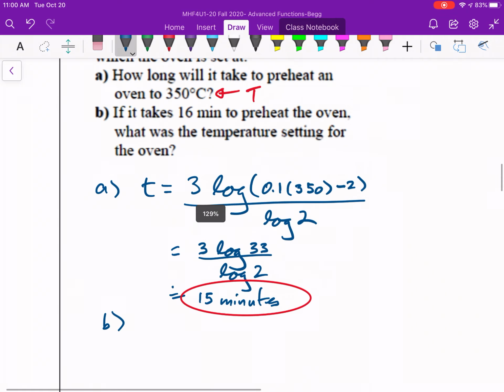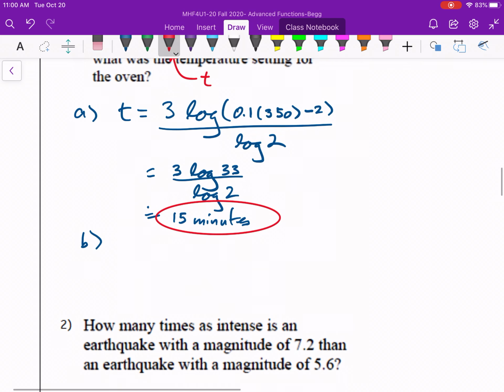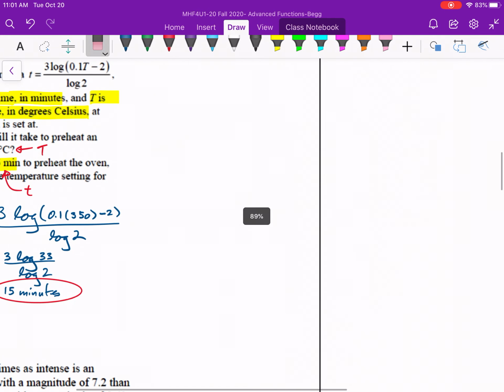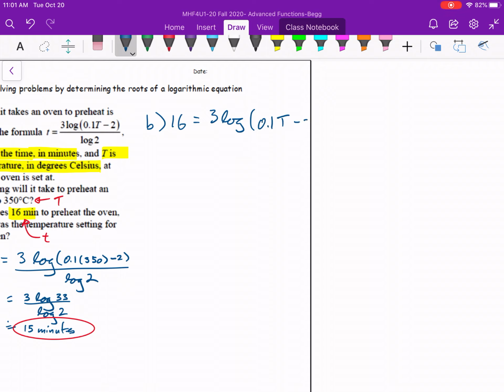And B part, if it takes 16 minutes to preheat the oven, what temperature was the oven set for? So in this case, we're given little t and we have to solve for big T. I might need a bit more space for this since I'm not using the formula as given. I'm going to do it over here. So 16 equals 3 log 0.1 T minus 2 all over log 2.